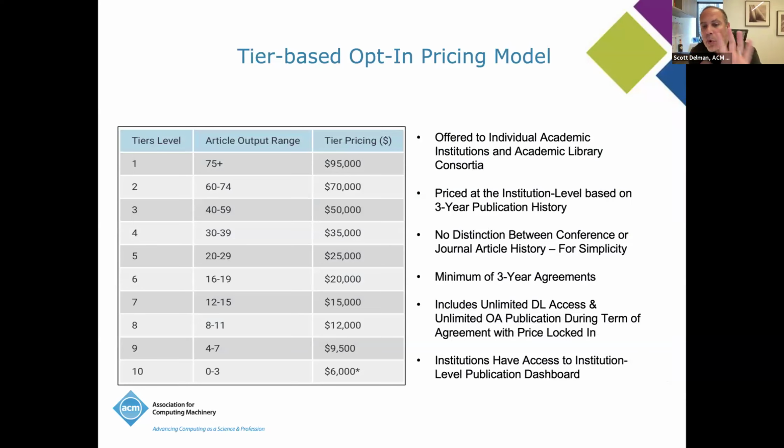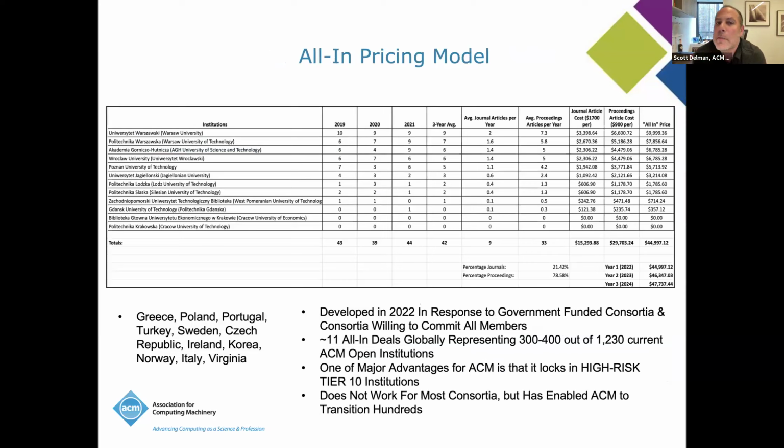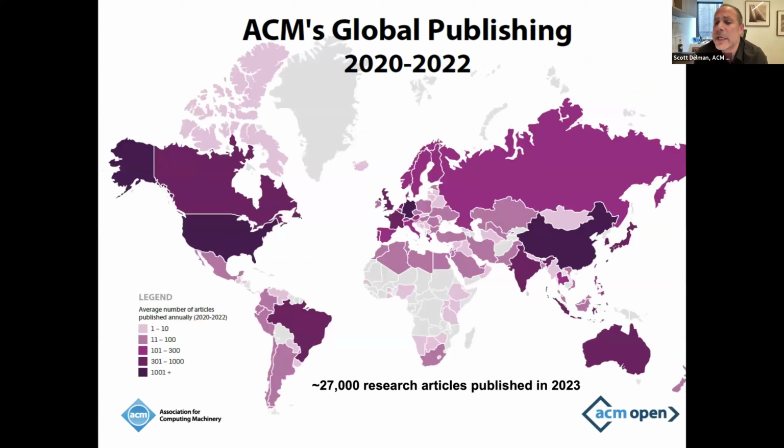Looking at the model, again, I won't get into too much detail here, just looking at the clock and wanting to make sure we have enough time. This is the all-in model where we look at the same data, we apply that data based on the costs of producing either a conference article or a journal article, and we measure that at the institution level, and then we aggregate all of that. And then typically you'll come out with a number at the bottom of the table, and that's the number where we ask the consortium or the government to cover on behalf of all of those participating members. We have about a dozen of those kinds of deals, and I'll show you kind of what that looks like.